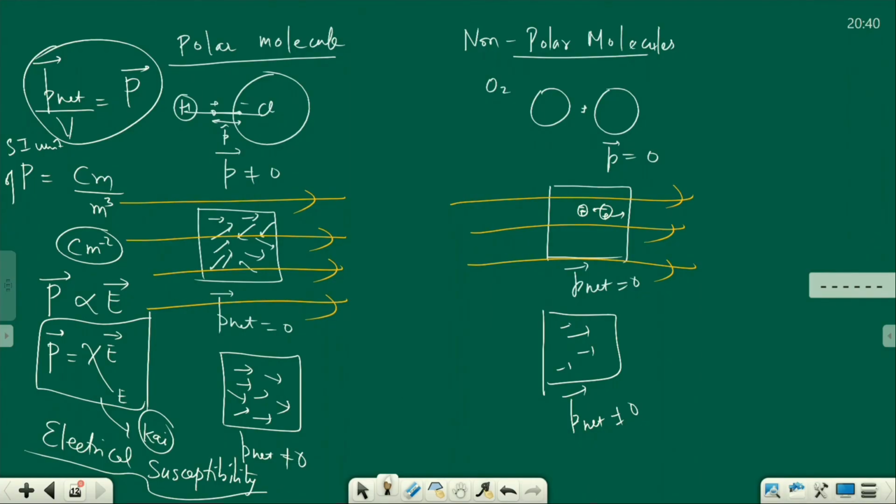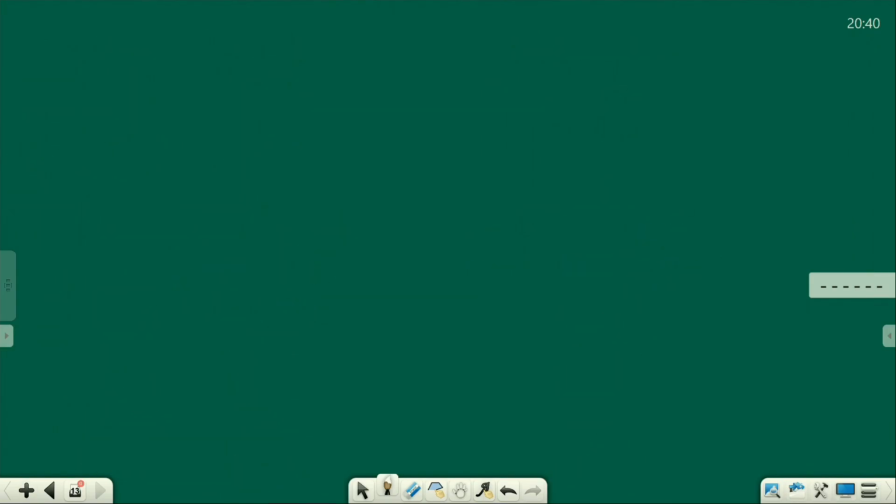Okay, next topic, kind of last topic in this chapter, which is very important for the board examination, because if you see the last 5 years, 3 years this question has come in the board examination. Derive the expression for capacitance of a parallel plate capacitor with dielectric slab inside it. So give the heading as effect of dielectric inside parallel plate capacitor.